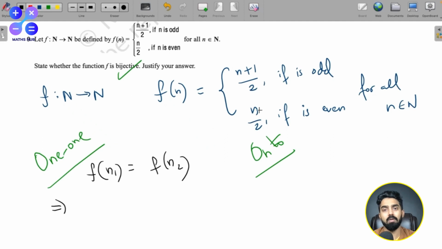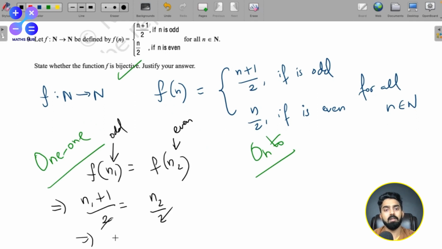So you can't have them equal for two different values of n, that's basically the weird part in this case. So now that gives you a very important clue, right? For example, let's say n1 is odd and n2 is even, which is possible, right? I can take any values of n1 and n2 and this should satisfy the condition of 1 to 1. So if this is the case, then you will get (n1 plus 1) by 2 is equal to n2 by 2.